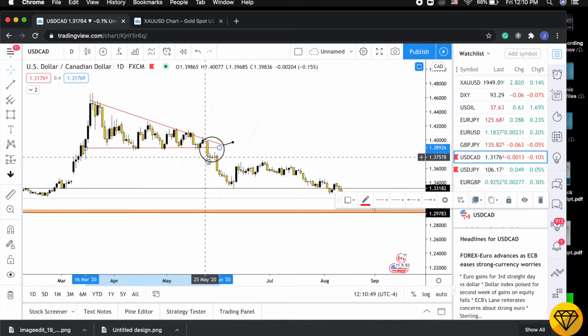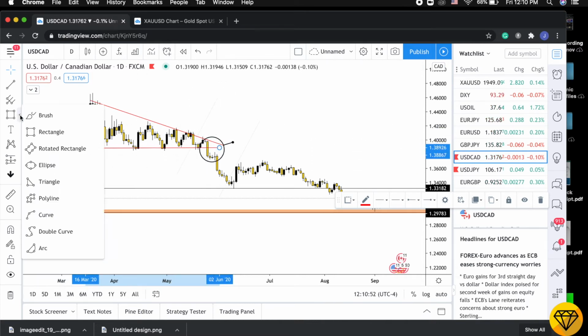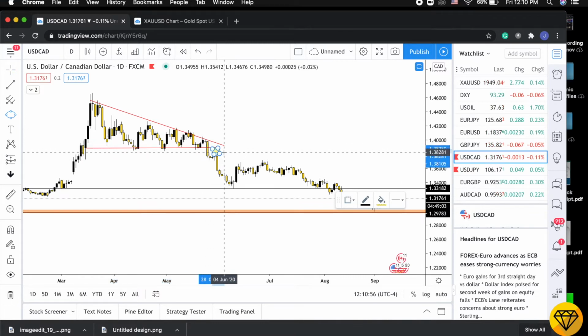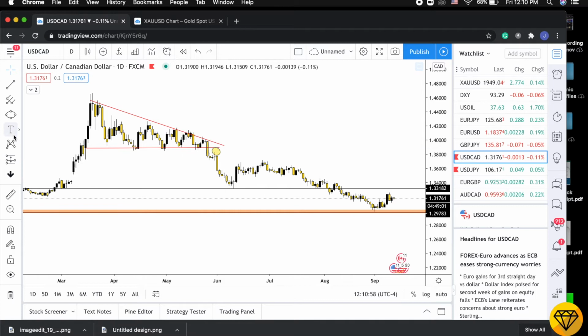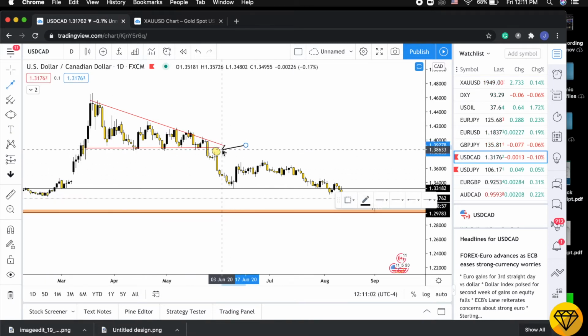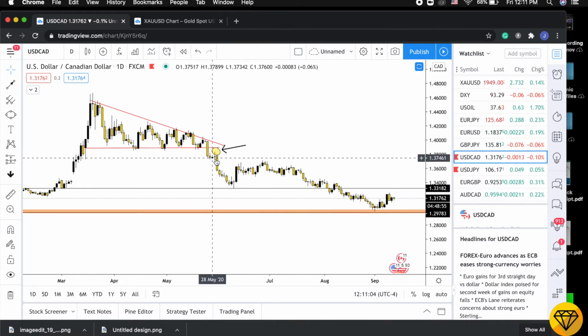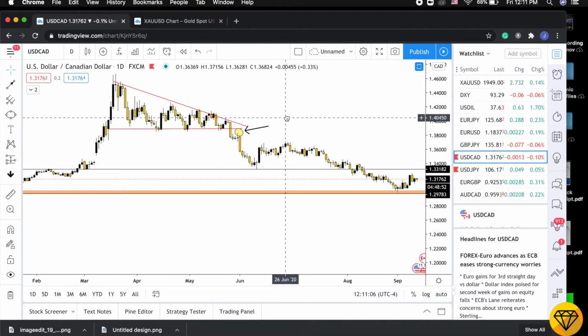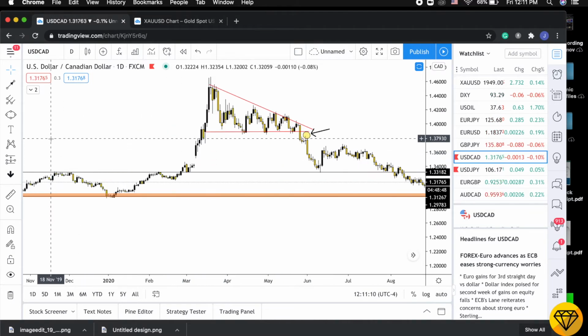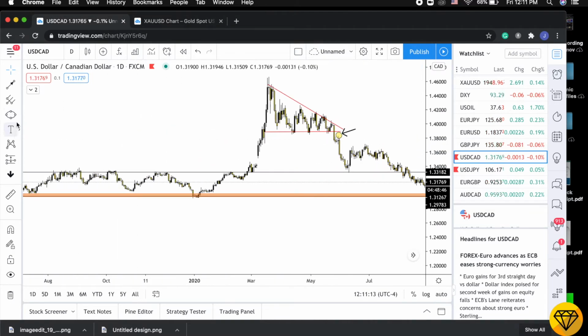We had this breakout right here, and then the retest. Breakout, retest right there, and then the continuation down. And then what do we have? Price hit this lower support down here.